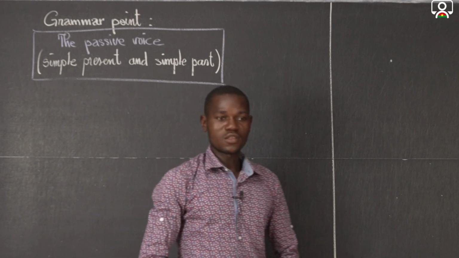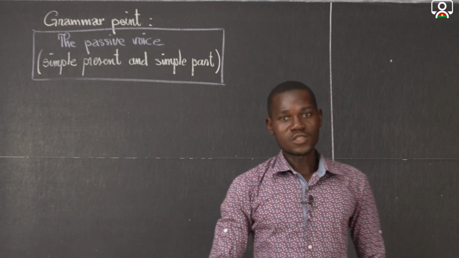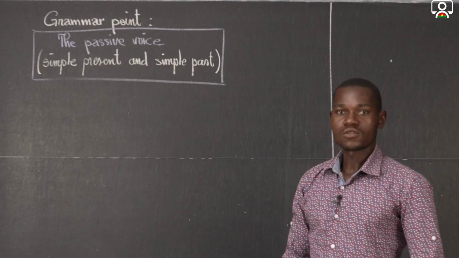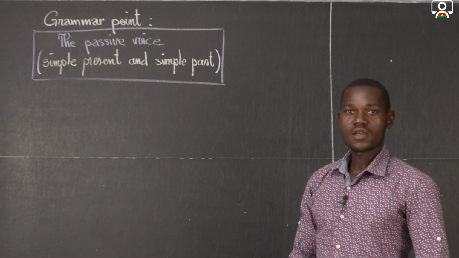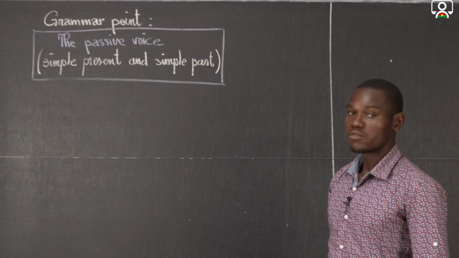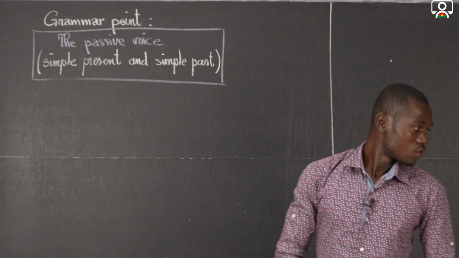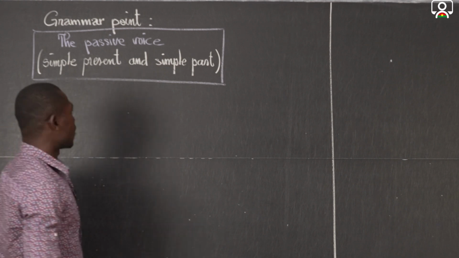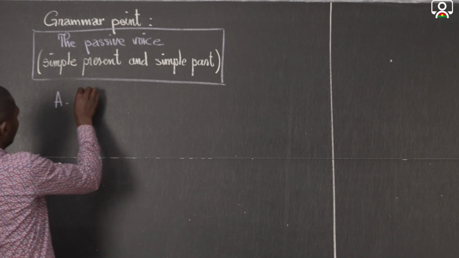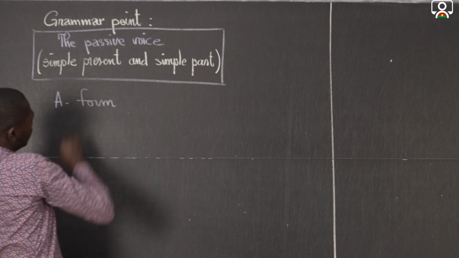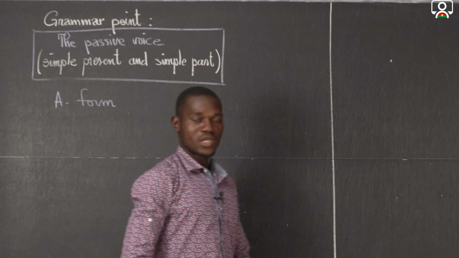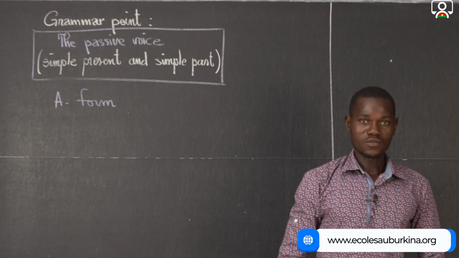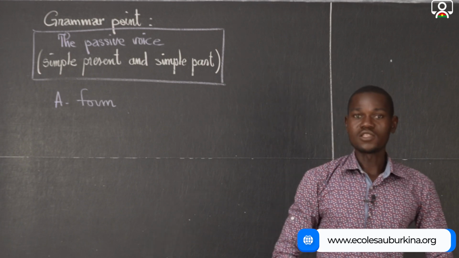So since we are still in 5e, our concern for this lesson when it comes to tenses is going to be the simple present and the simple past. So if you want, simple tenses. Let's start this lesson with capital A. How do we form the passive voice? How do we form it? This is what we're going to see in this first point.